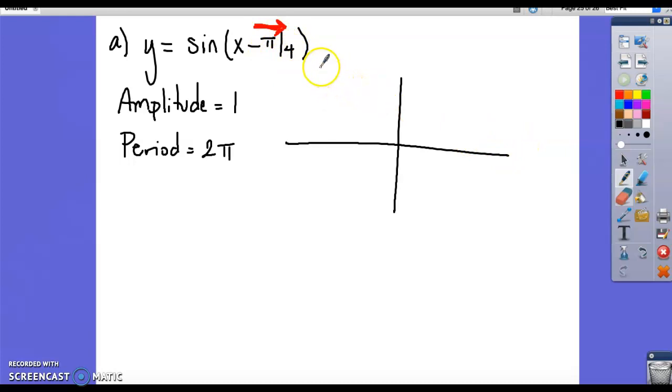So I don't have a vertical translation, which is nice. That means the x-axis is my midline. Okay, my amplitude is 1. That means I'm going to be 1 unit above the midline and 1 unit below the midline.